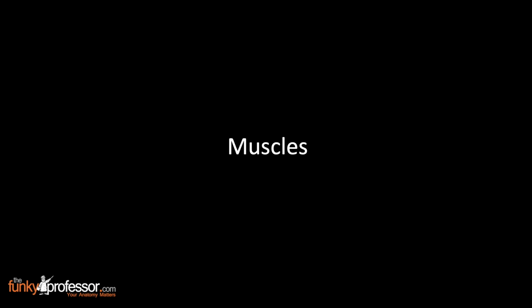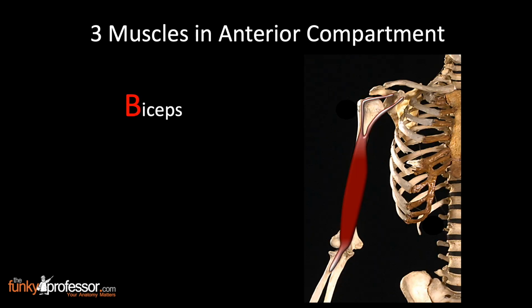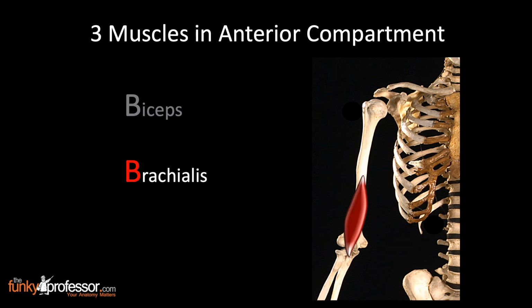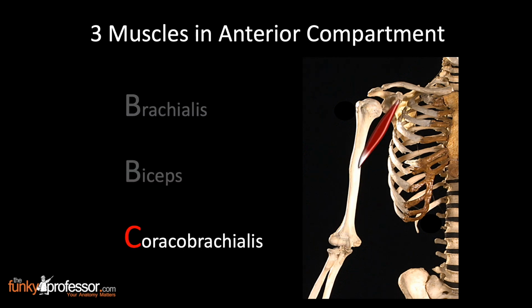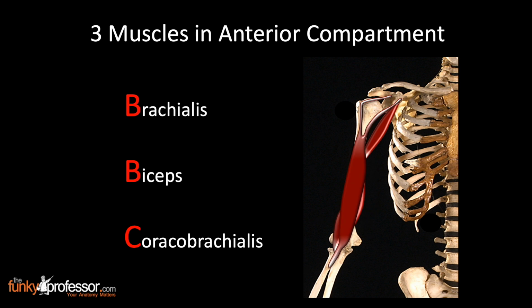Muscles of the arm. There are three muscles in the anterior compartment of the arm. Most superficial is biceps, then brachialis, and coracobrachialis is in the upper part of the arm towards the medial aspect. BBC: brachialis, biceps, and coracobrachialis.